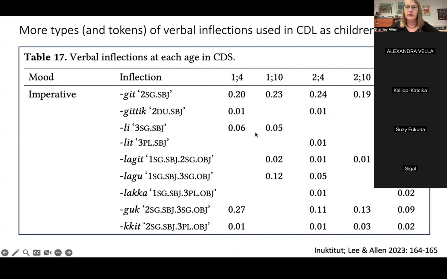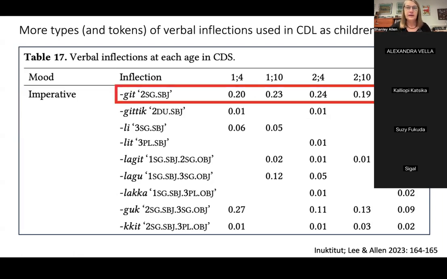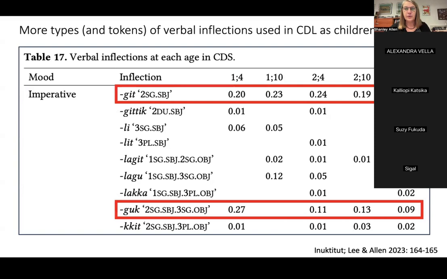And then we showed the percentage use of each across all the different ages. This is percentage out of all the inflections, so it's not going to add up to 100 here because we just have the imperatives and not all the other ones. But anyway, I just wanted to illustrate what we've done, listing all the different inflections and then how many times they're each used. And so you see here the most common ones are Geet and Guk.